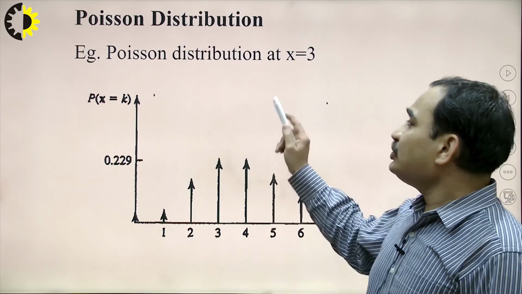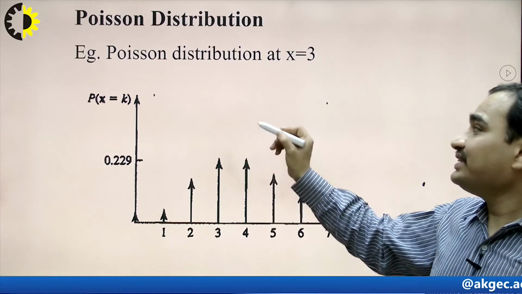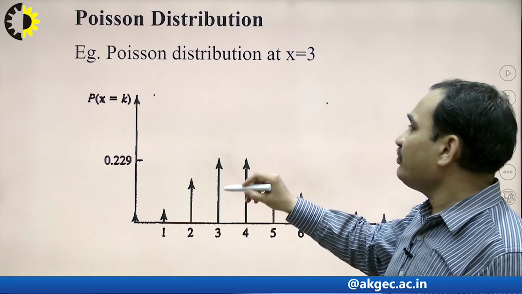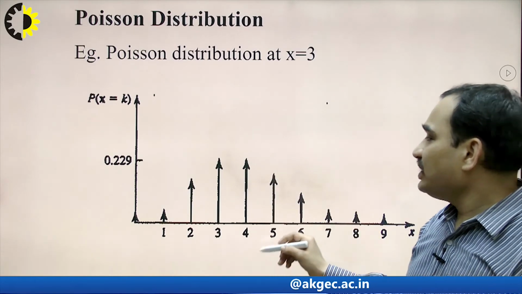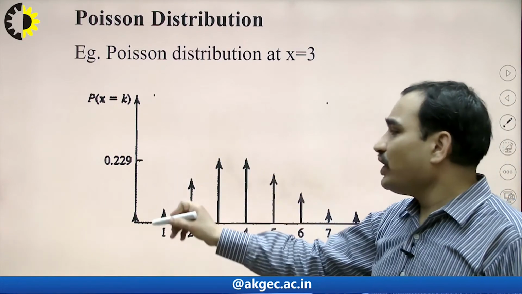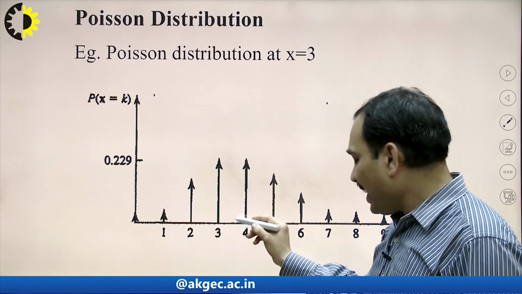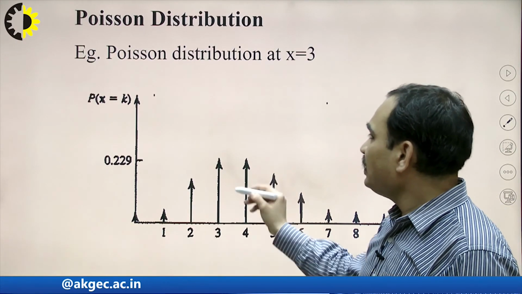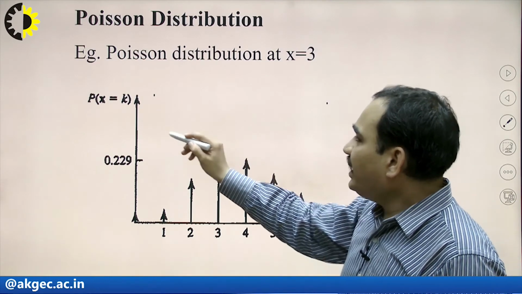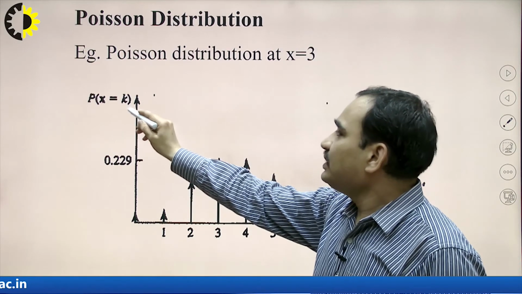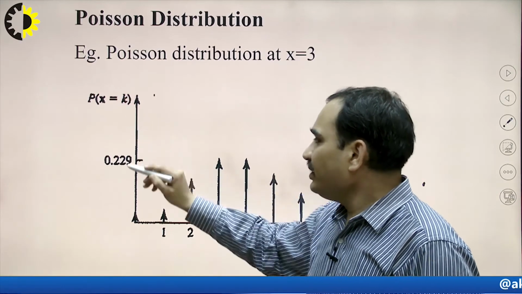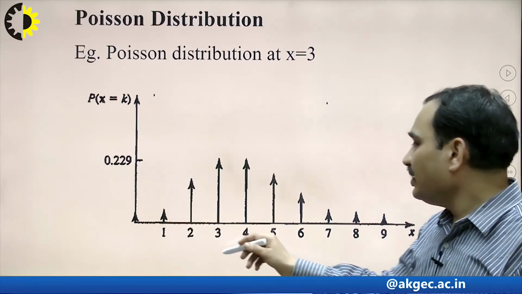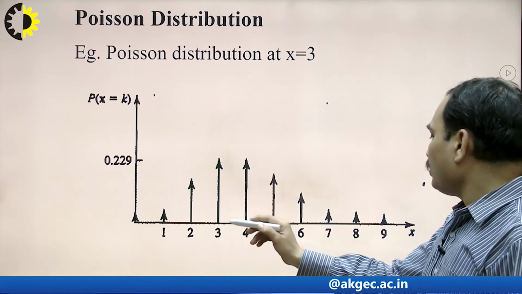The Poisson distribution is explained with an example, where you can see the maximum value of this Poisson distribution is at x equals to 3. So at x equals to 3 we have the maximum value, and for the probability that x equals to k we have drawn it, the maximum value is 0.229, and it is the maximum out of these 9 values.